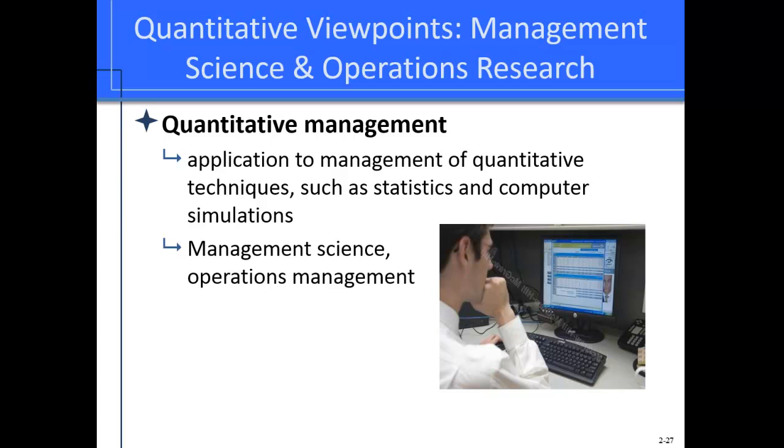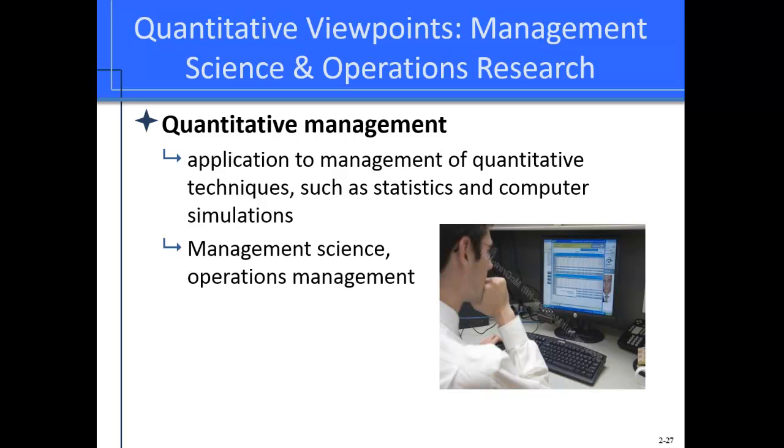Okay, now let's look at quantitative viewpoints, management science, and operations management. The third of the historical perspectives, quantitative viewpoints, emphasize the application to management of quantitative techniques. The two approaches are management science, which focuses on using mathematics to aid in problem solving and decision making, and operations management, which focuses on managing the production and delivery of an organization's products or services more effectively.